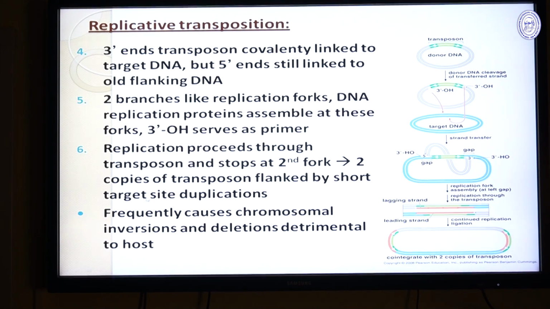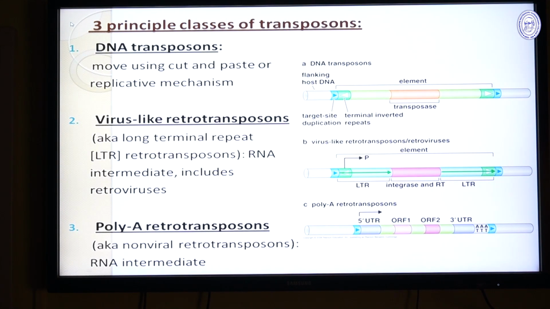Now, the replication proceeds through transposons and it stops at the second fork. Two copies of the transposon are flanked by short target site duplications, and sometimes this can lead to chromosomal inversions and deletions or other detrimental effects to the host. Okay, so this was a small view of the two mechanisms by which these transposons can replicate, either in a non-replicative mechanism or in a replicative mechanism.